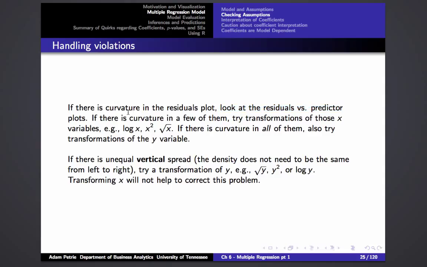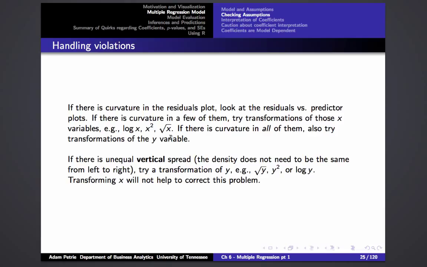If there's only curvature in a few of those residual versus predictor plots, we're going to try transformations with only those x variables that show curvature. We might try predicting y from the logarithm of that predictor, the square of that predictor, etc. Only if there is curvature in all of them will we also try transformations of the y variable.